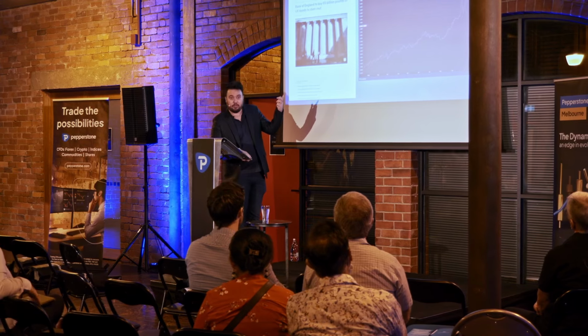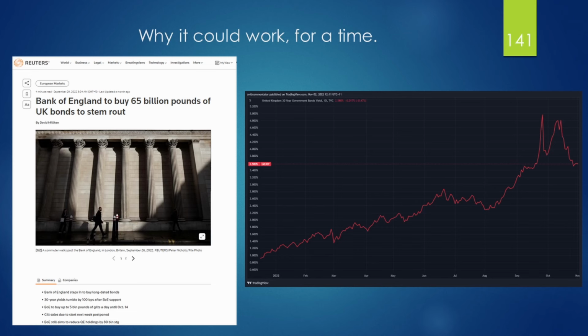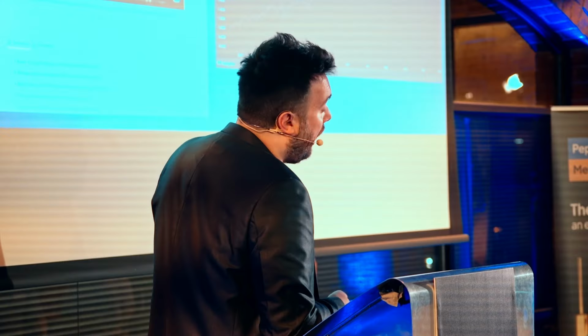And that's exactly what happened with the UK bond market. They pledged to buy £65 billion worth of bonds. They bought £19 billion, yet it was more than enough to put downward pressure on UK bond yields. Admittedly, part of that is probably Liz Truss being shown the door.